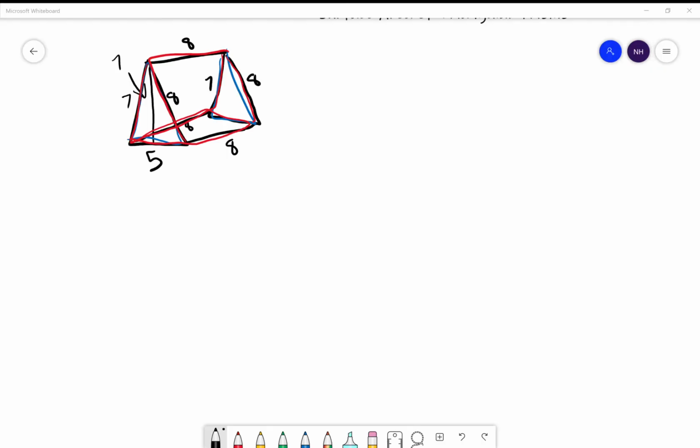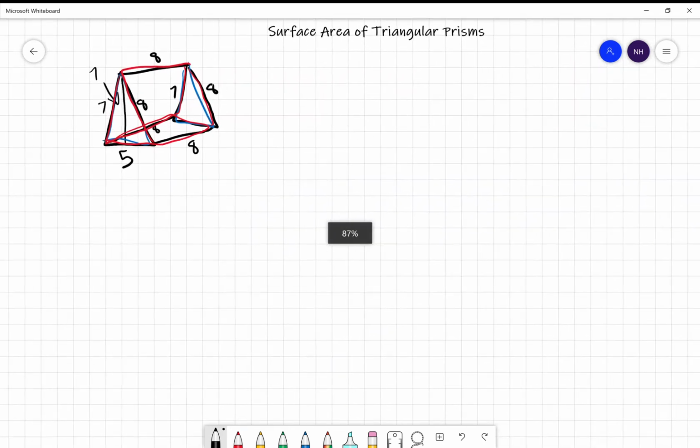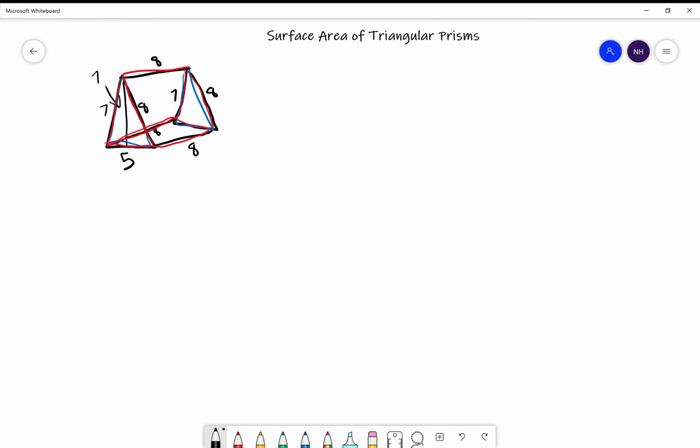Right here at the top, you can see that I have an already labeled triangular prism, so we don't have to go through labeling it. Now, all we have to do is find all the areas, add them together, and get our answer. So the first thing we're going to do is solve the area of this triangle, which is at the front and the back, which is half times base times height. The base here is 5, and the height is 7, so 5 times 7.